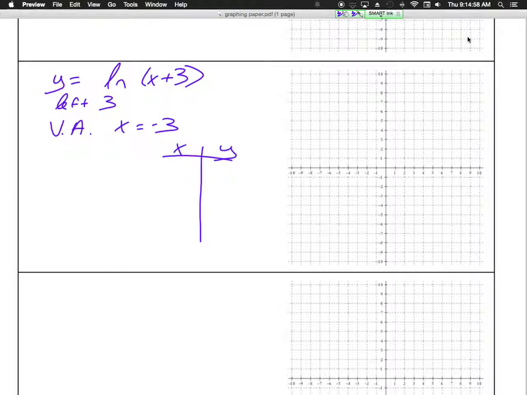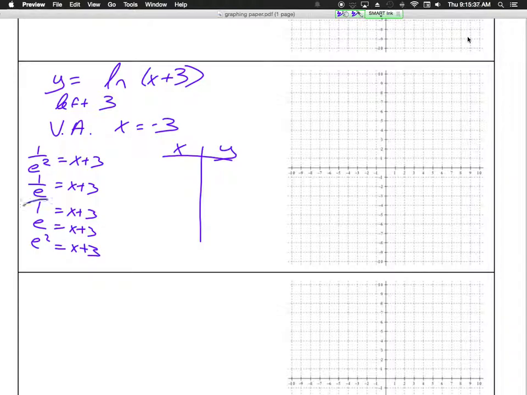So what numbers do I need to think about over here? A little bit different. What's my base? e. So what numbers do I need? 1 over e squared, 1 over e, 1, e, and e squared. So x plus 3, x plus 3, x plus 3, x plus 3, and x plus 3.